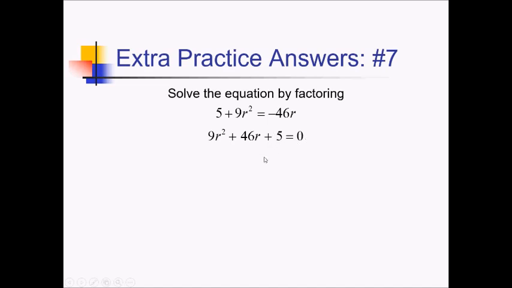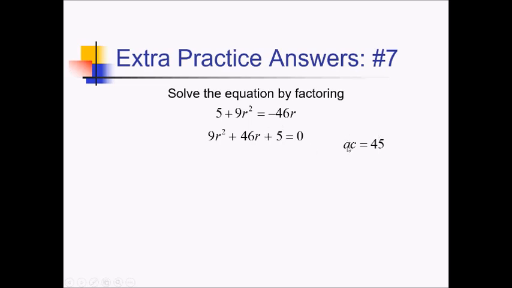All right, now I'm going to try to factor this. I happen to notice that we have an a value that's not 1. And I can't take out any common factors to fix that. So I'm going to factor this using the AC method. So if I do 9 times 5, that gives me an AC value of 45. And now I just need factors of 45 that add up to 46.